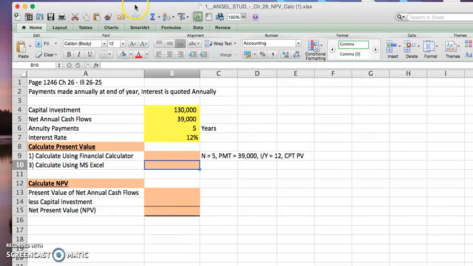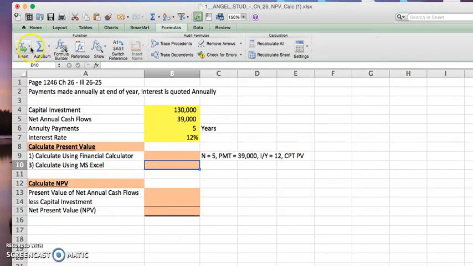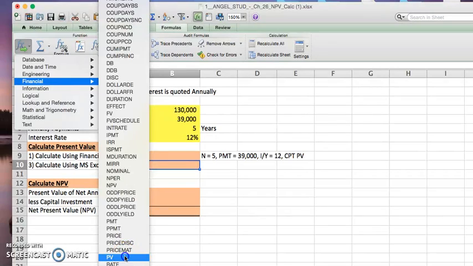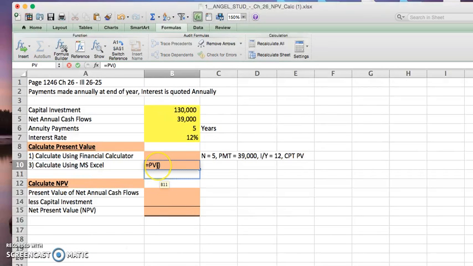So on your Excel, you need to find formulas. I'm going to look up here, and in mine it says formulas. You might find the ribbon somewhere else. And I need to find a formula that says financial. And I'm going to look up PV for present value. So I type in PV, and hopefully you have a nice table on yours. My table doesn't always seem to show up.